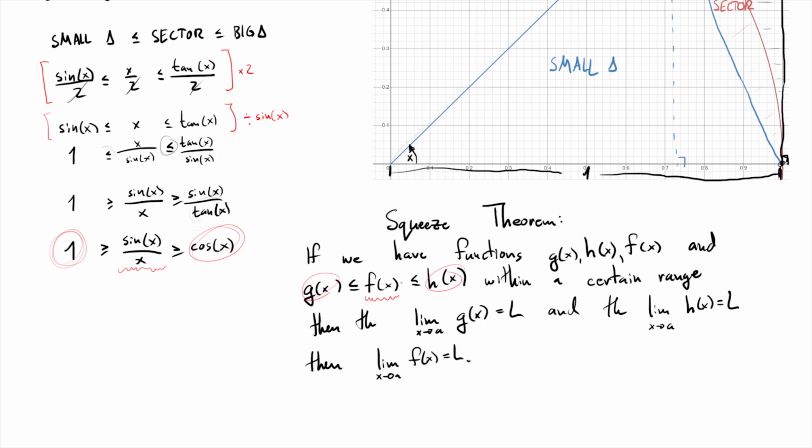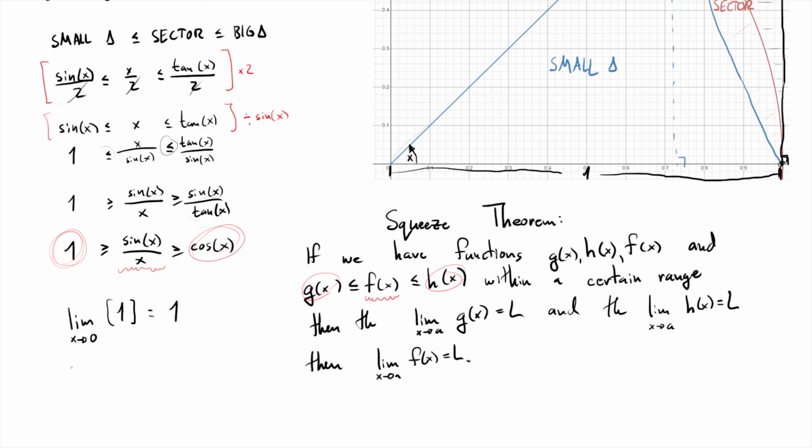Okay, so finally we can solve this question. Let's take the limit of our left function and our right function and see if they are the same. And if they are, then the limit of our middle function is also the same limit. So let's find the limit as x goes to 0, not of sine x over x, but of 1. What is the limit as x goes to 0 of 1? Well, that's just equal to 1.